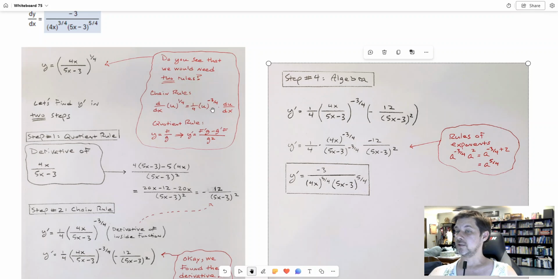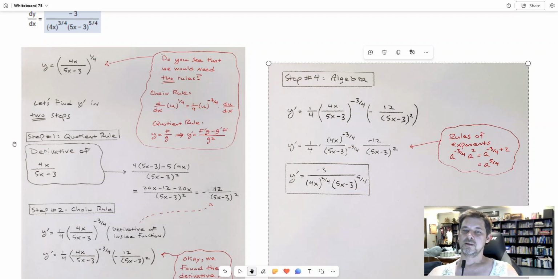Then to complete the chain rule, I would multiply that times whatever the derivative of u is with respect to x. Meaning, whatever the derivative of that inside function is what would go here. What the derivative of that inside function is, well, how would you find that? That part. What's the derivative of 4x over 5x minus 3? Well, you use the quotient rule for that. So we'd have to complete things sequentially like that.